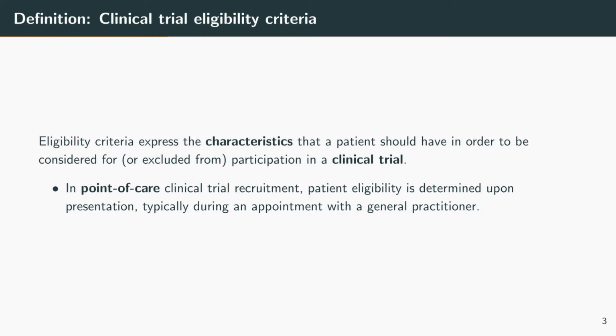Our second definition is for clinical trial eligibility criteria. These criteria express the characteristics or properties that a patient should have in order to be considered for, or indeed excluded from, participating in a trial. In a special type of clinical trial recruitment, which we call point-of-care clinical trial recruitment, eligibility is not determined offline, but in a live manner, typically when a patient presents during something like an appointment with a general practitioner.